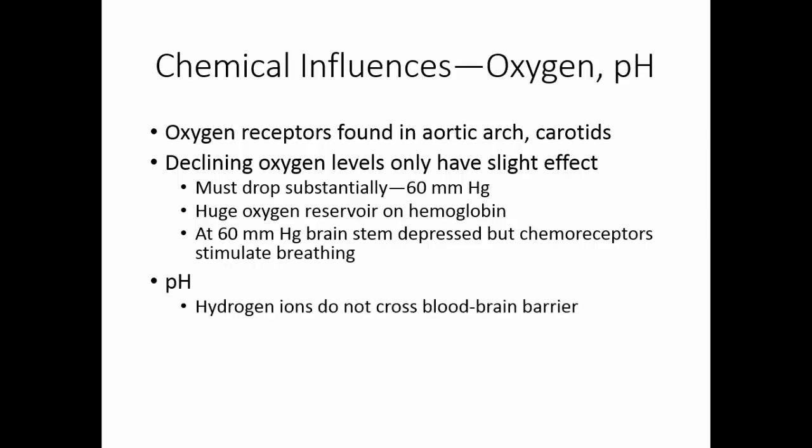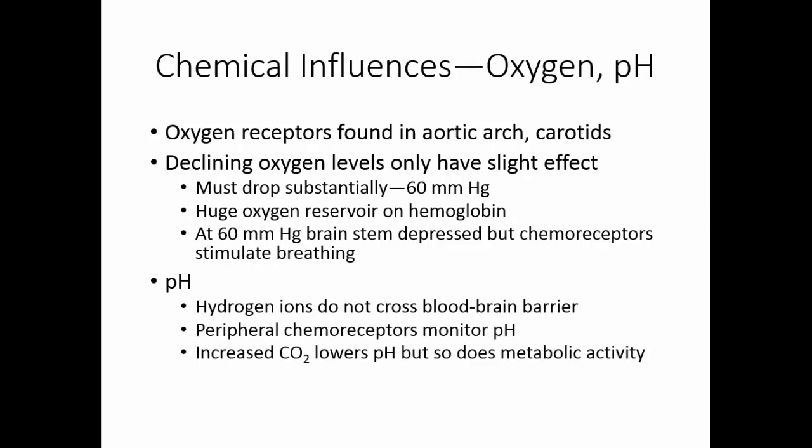Hydrogen ions do not cross the blood-brain barrier. The peripheral chemoreceptors can monitor pH. An increased carbon dioxide lowers pH, but so does metabolic activity. There can be metabolic acids that circulate in the blood, so we could have a lowered pH independent of carbon dioxide levels. Again, low pH will increase the respiratory rate so that we can reduce carbon dioxide. Even though the carbon dioxide may not be the source of the acid, we will need to get rid of carbon dioxide to help buffer the blood better.